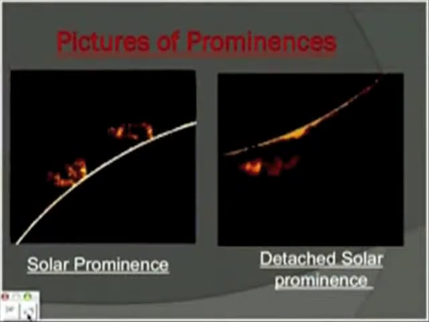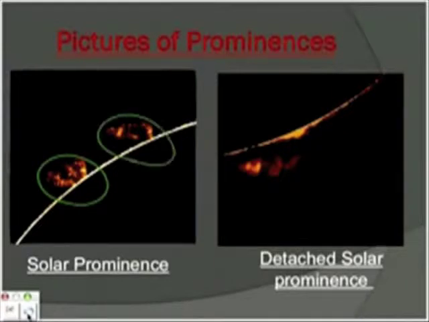Here are two pictures of different prominences. There's a solar prominence which is linked to the sun, and it doesn't leave the sun's surface. And then there's a detached prominence which leaves the sun's surface and goes into the corona.